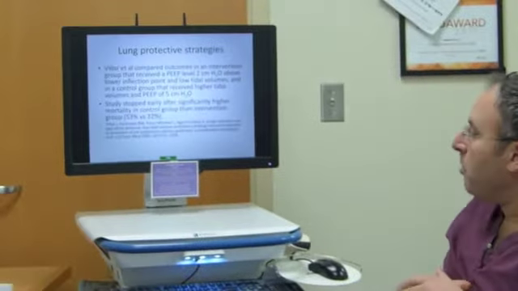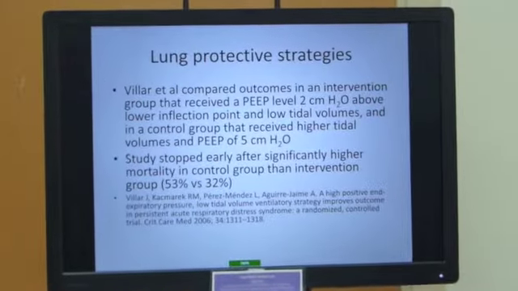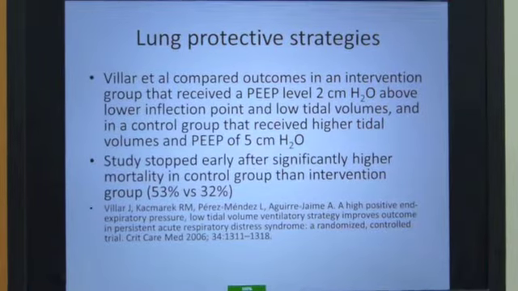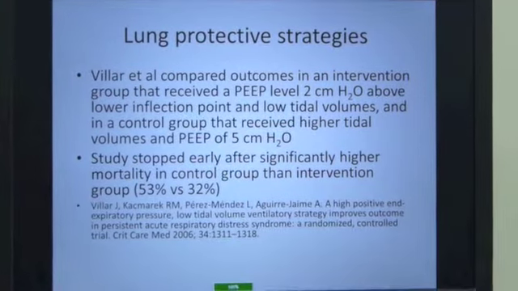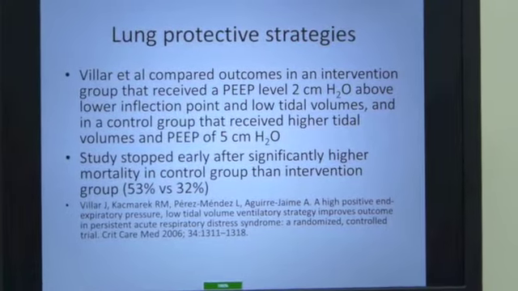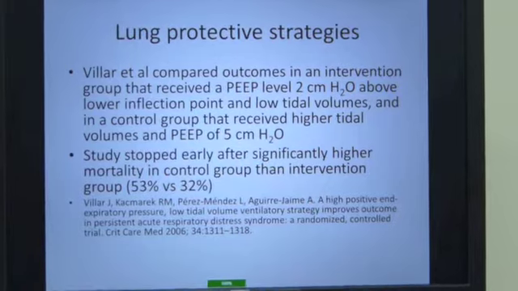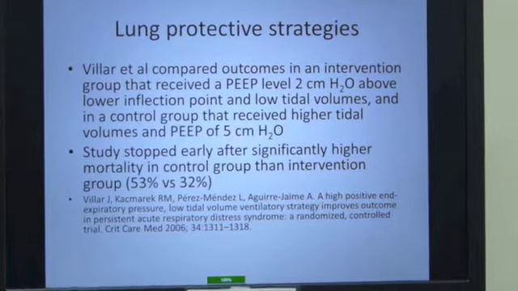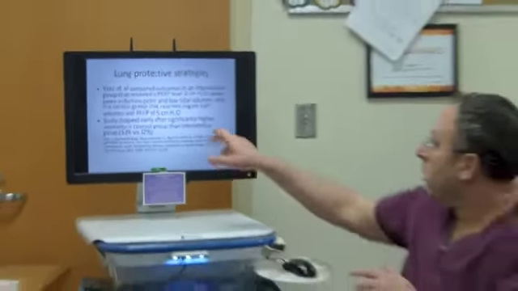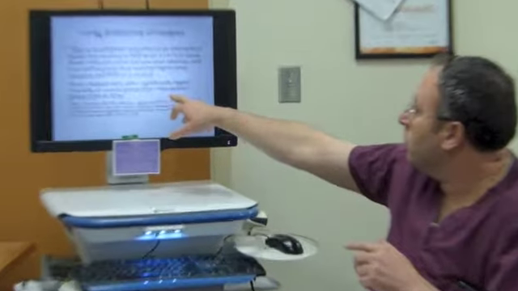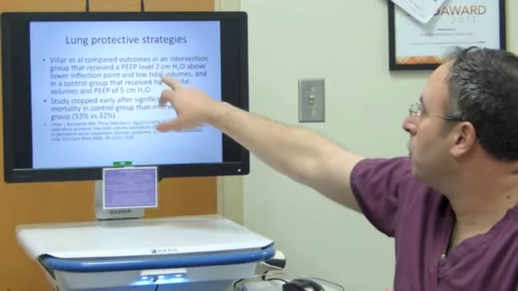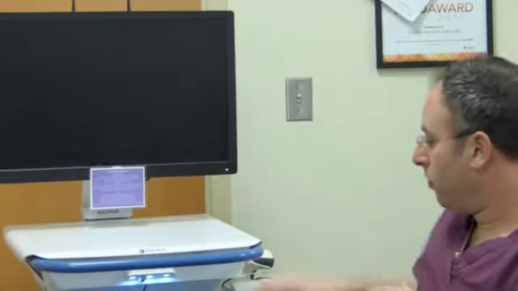Okay. So there was a paper that came out years ago, in 2006, which confirmed all this. The authors compared outcomes in an intervention group that received a PEEP level of 2 centimeters of water pressure above the lower inflection point and low tidal volumes, and a control group that received higher tidal volumes and a PEEP of 5 centimeters of water pressure. The study stopped early after significantly higher mortality in the control group than the intervention group, 53% versus 32%. The control group had a PEEP of 5, and the intervention group was 2 above the lower inflection point. So this group did better.